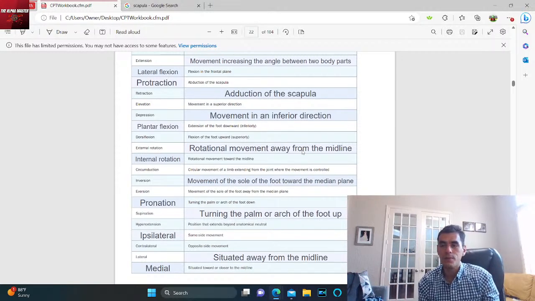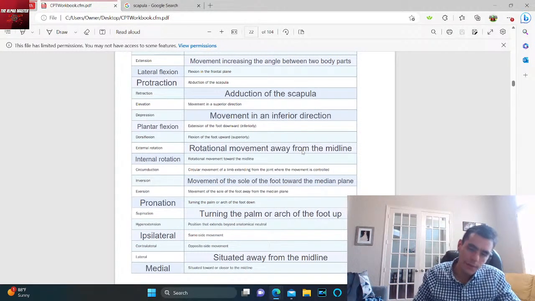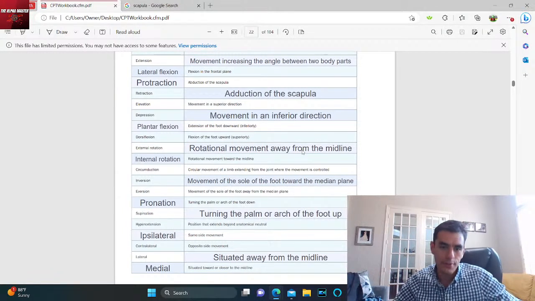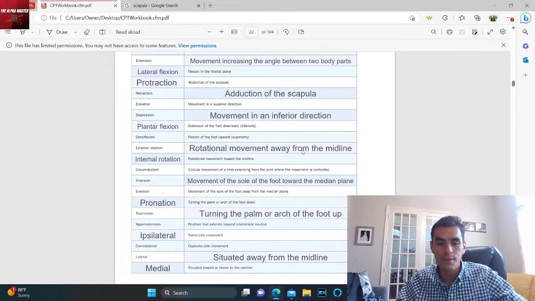Contralateral is going to be opposite side movement. So you go from right to left, so you have your right hand and your left foot moving to opposite sides. Ipsilateral is same side movement, and contralateral is opposite side movement.